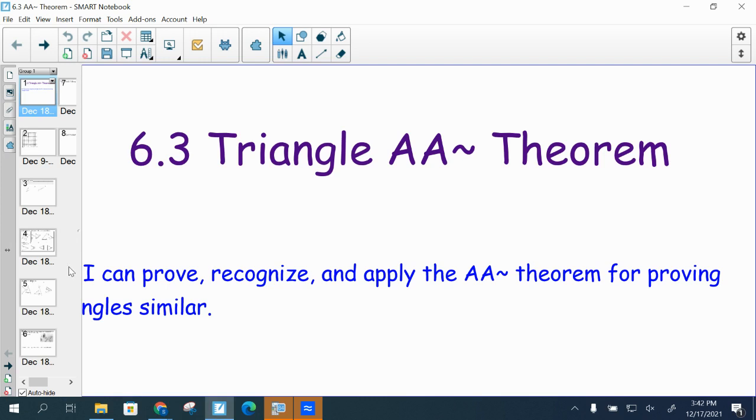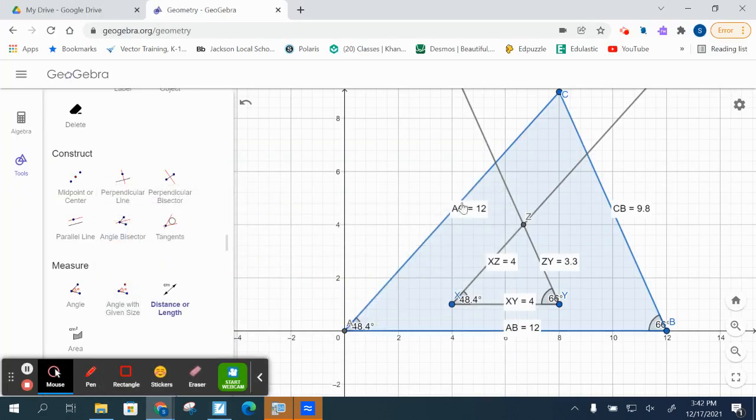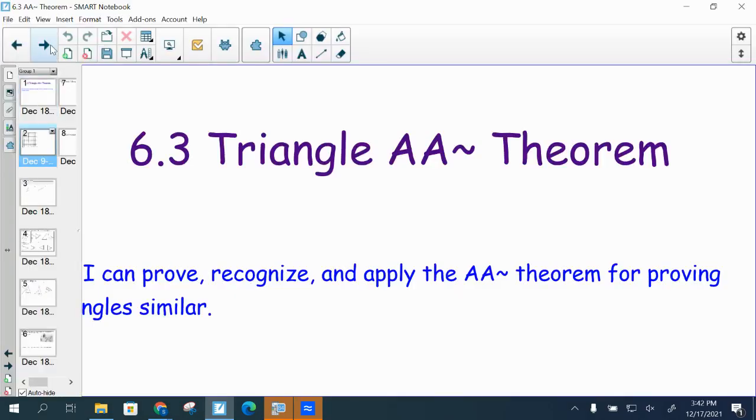So then it says, what is the scale factor that takes ABC to XYZ? You would say 1/3, because you'd have to multiply this side length by 1/3 to get this side length. So let's move on to the lesson.